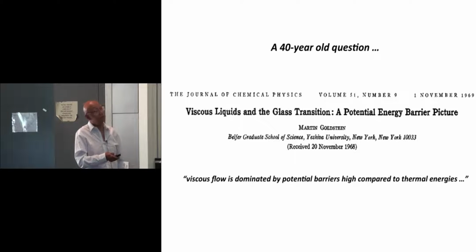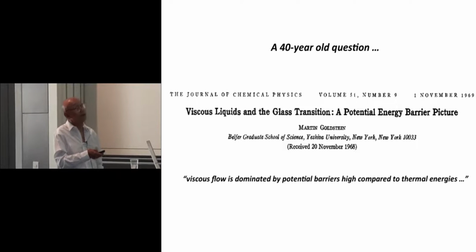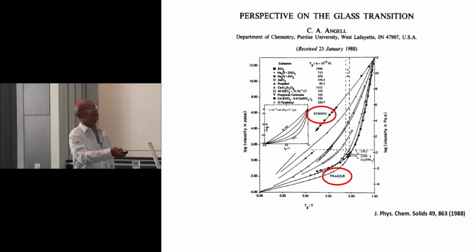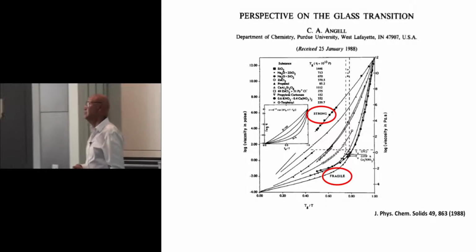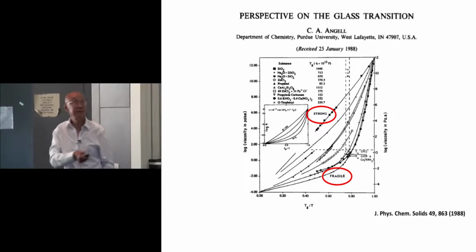There are two others who also made very profound statements about the glass transition and viscous flows. The next person is Austin Angell, who wrote a paper. Goldstein's paper was 1969, Angell's 1988, some 19 years later. He simply called this article the perspective on the glass transition, and the reference is given here. This is a classic paper. Everybody knows it because everybody knows the so-called Angell plot of shear viscosity, and this is the Angell plot.